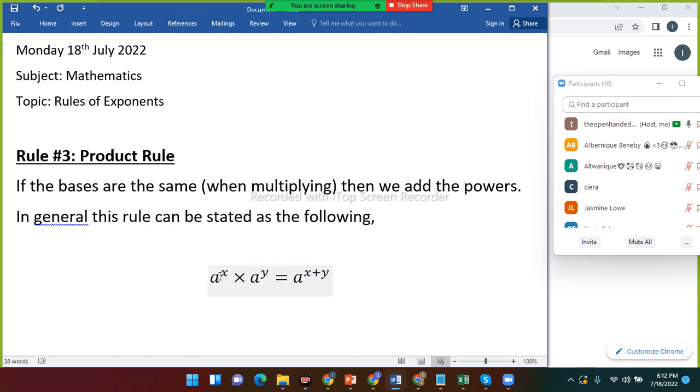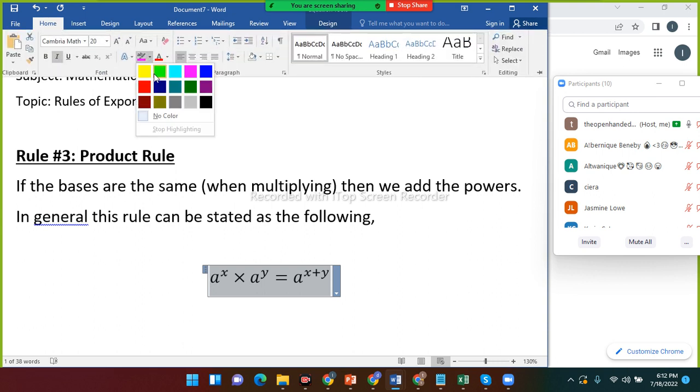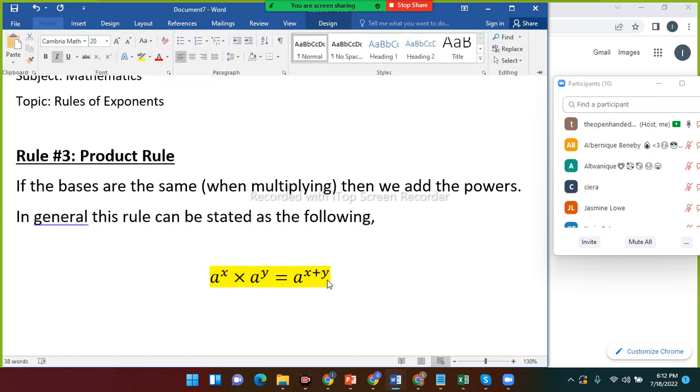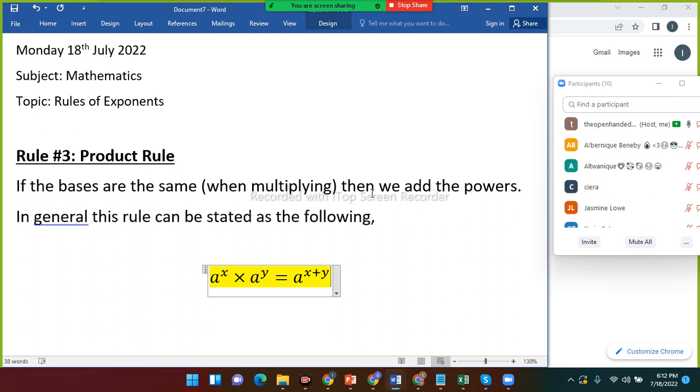And so that's the rule right there in general. If the bases are the same when multiplying, then we add the powers. In general, this rule can be stated as the following. We have the same base, a, and the powers are x and y, so we're going to add the powers.